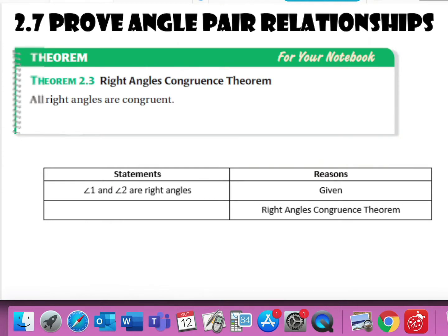Let's say that you knew that angle 1 and 2 are right angles, and that was given to you. What would we write using the reason of right angles congruence theorem? We would just be able to easily say that angle 1 must be congruent to angle 2. So that's what that theorem is helpful for: if you have right angles, then those angles are congruent to each other.